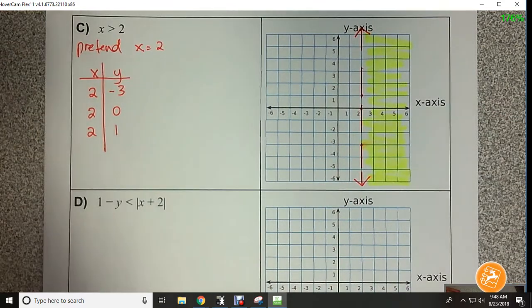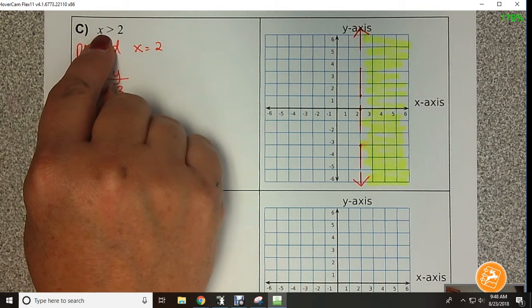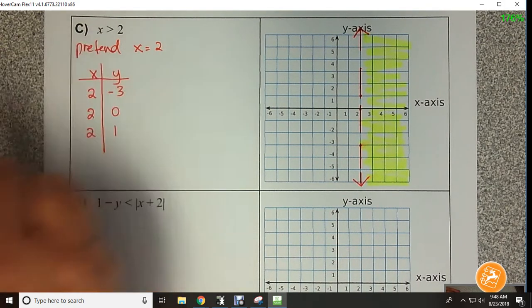Okay. So any number that's over there to the right of the line, any ordered pair can be plugged in here, and all of those x values are going to be bigger than 2.